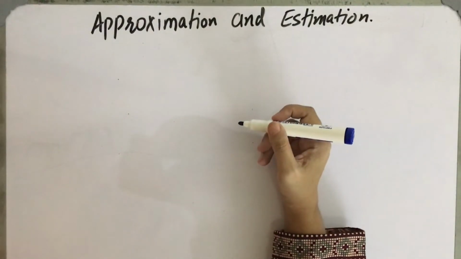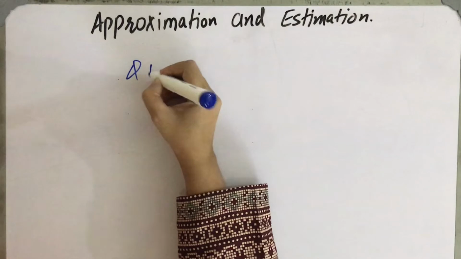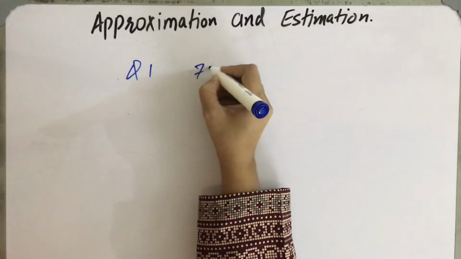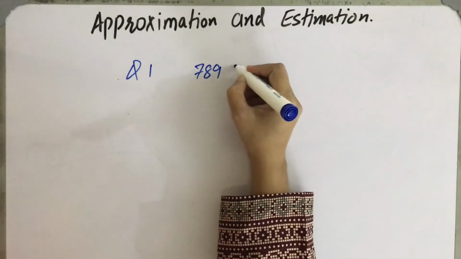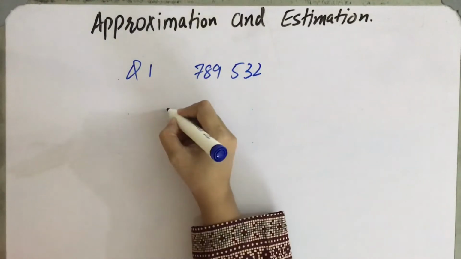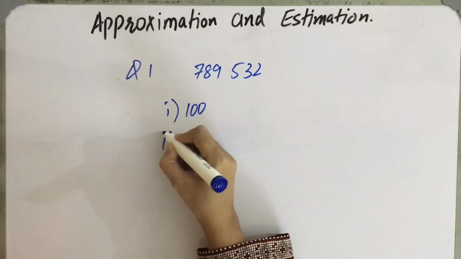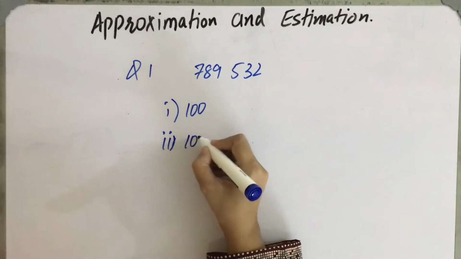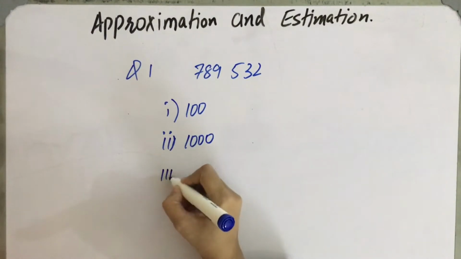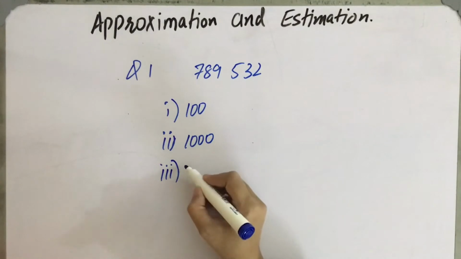Approximation and estimation. The first question I have is: round off 789,532 to the nearest 100, nearest 1000, and then nearest 10,000.